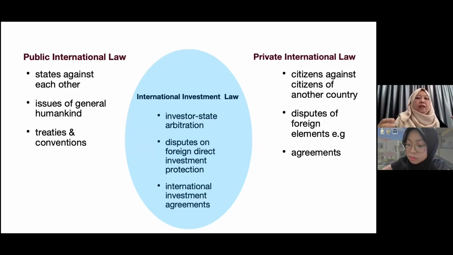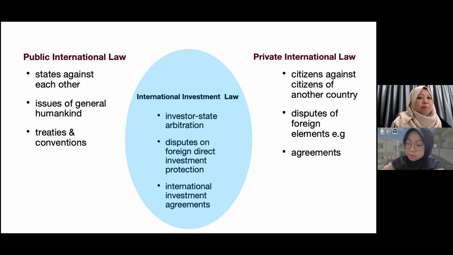And then we know that there is no superior law because every state is sovereign. And therefore what binds them together is that they sign into treaties and conventions which oblige themselves for obligations.